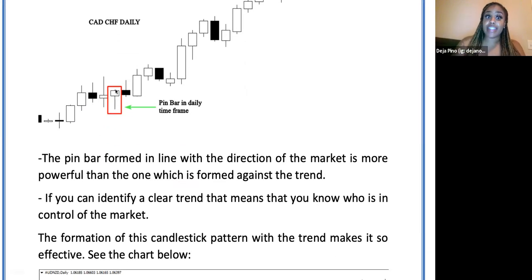So that means this whole day, the market was buying. Remember, when you're looking at candlesticks, that's what it's telling you. So the next day, the market was selling. Okay, this is a shooting star. The next day, the whole day, the market was buying. All right, so you're looking at it on a daily time frame.